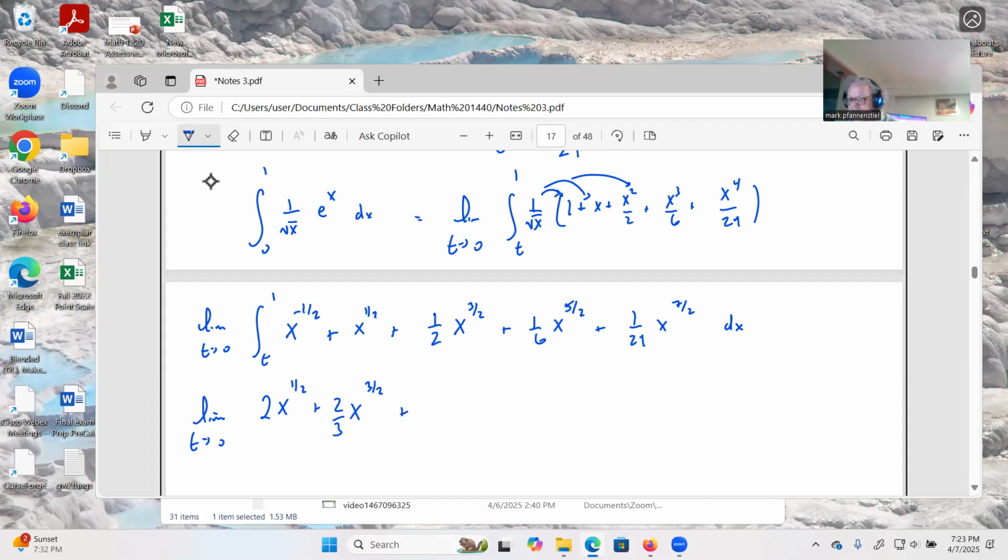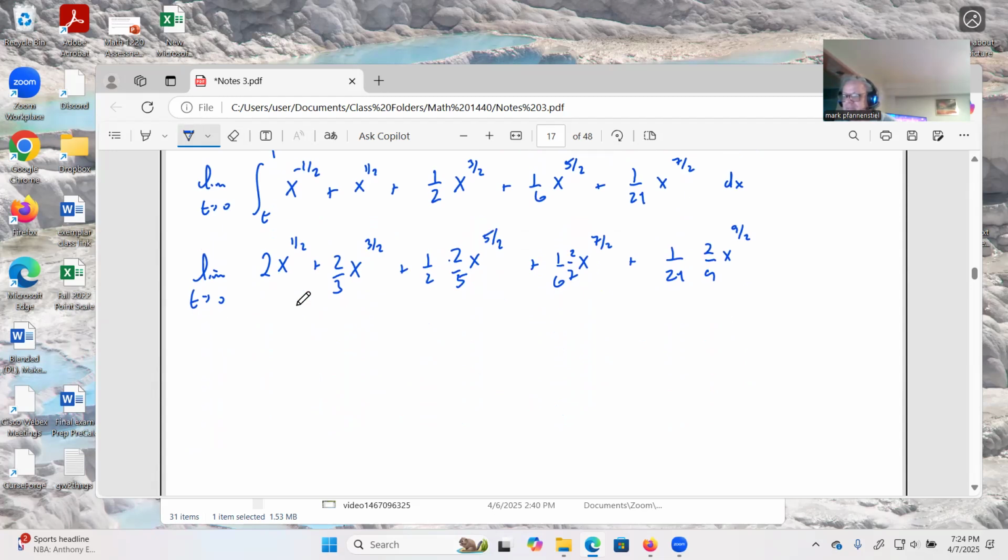Okay, and then we have plus 1/2, and then we have x to the 5 halves times 2/5, because we're dividing by 5 halves, plus x to the 7 halves. I'm just adding 1 to the 5 halves, and then we get 2/7, and of course we have 1 over 6 out in front, plus, and we have 1 over 24. X to the 7 halves plus 1 is going to be 9 halves, and I've got 2 ninths sitting here.